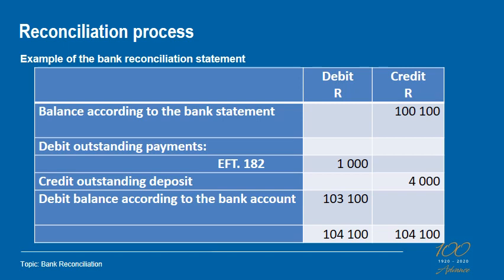Therefore, look at the last entry there, the debit balance according to the bank account. That is the balancing figure not only for the bank reconciliation process in your bank reconciliation statement, but it should be the same amount and on the same side as what is appearing in your bank account in your general ledger.